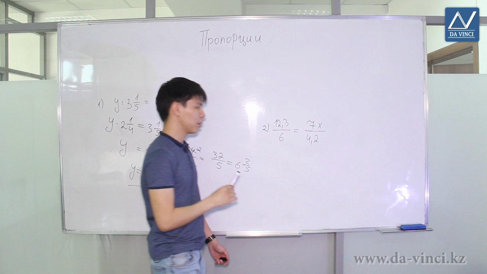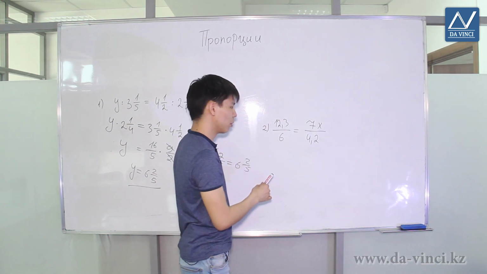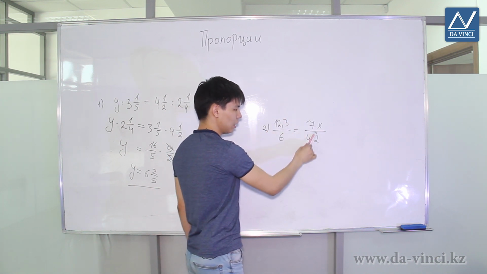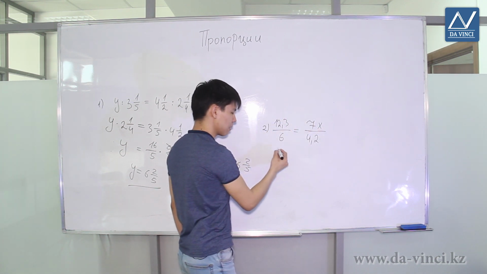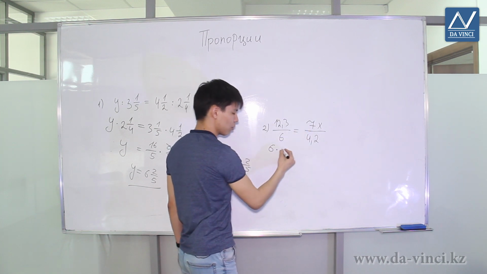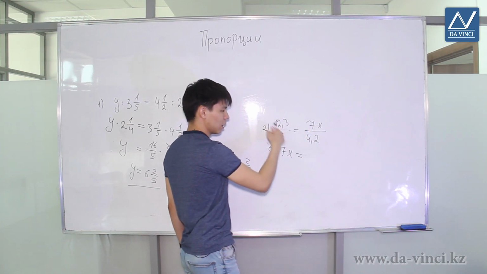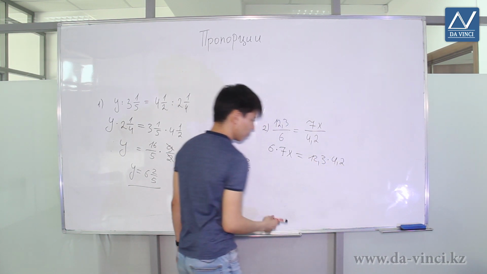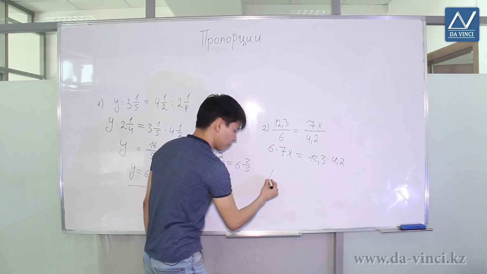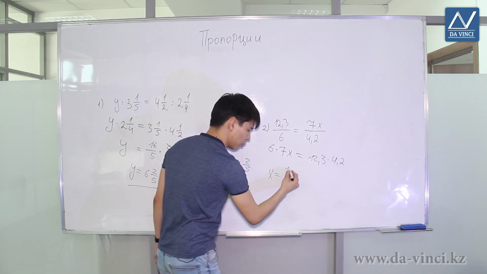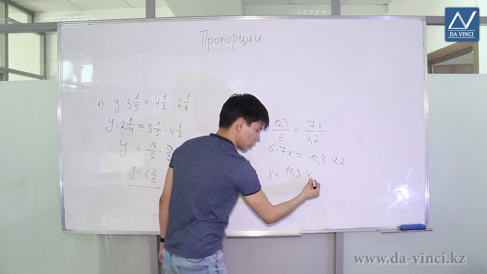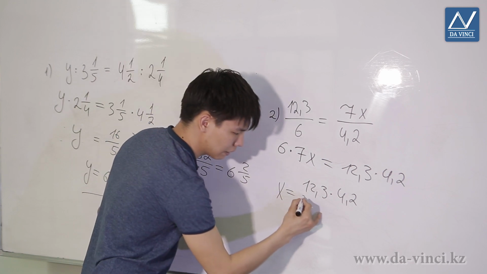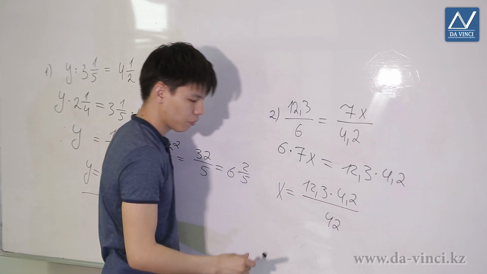Let's move on to the second proportion. Here we have the proportion set as a fraction. To find x, we know how to deal with the crosswise product. This multiplied by this is equal to 6 times 7x. Let's write it down like this: 6 times 7x is equal to 12.3 times 4.2. It remains to express x. Let's not multiply yet. It will be 12.3 times 4.2 divided by 6 and 7. 6 times 7 is 42. That is, divided by 42.